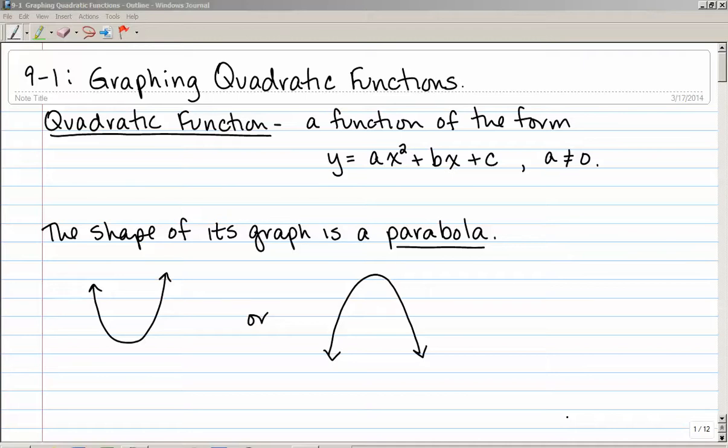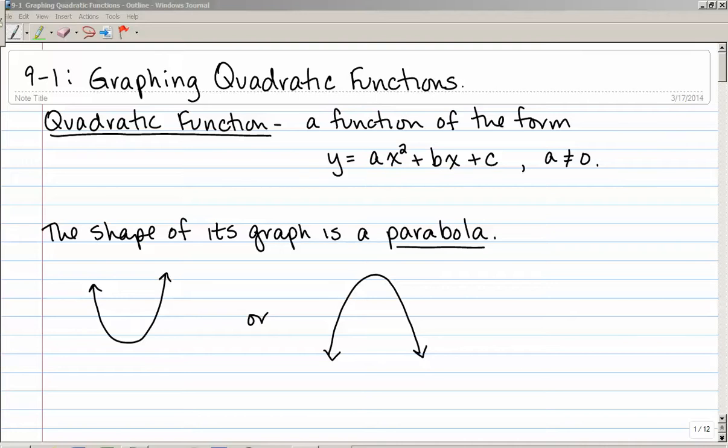Section 9-1 is on graphing quadratic functions. Now, a quadratic function is a function that has the form y equals ax squared plus bx plus c, where a is not equal to 0. Because if a were equal to 0, then this whole term here, ax squared, would be 0, and we wouldn't really have a quadratic, we'd just have a linear function.